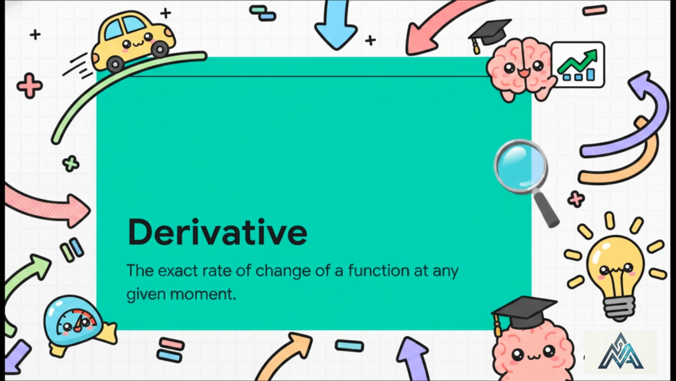Our foundational concept here is the derivative. A derivative is simply the exact rate of change of a function at any given moment. Think of it exactly like glancing down at the speedometer in your car. It tells you how fast your speed is changing right at that exact millisecond. For an AI, derivatives are how it figures out if it's getting closer to the right answer or further away, and exactly how fast it's improving. It is the absolute foundation for the most important learning mechanism in artificial intelligence.